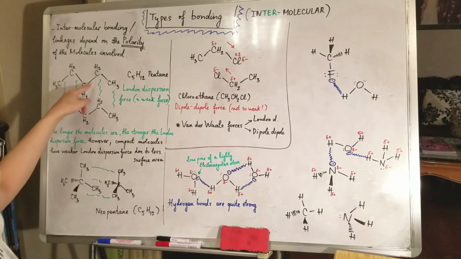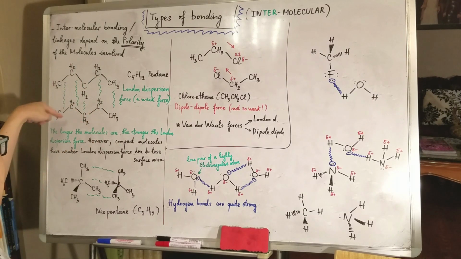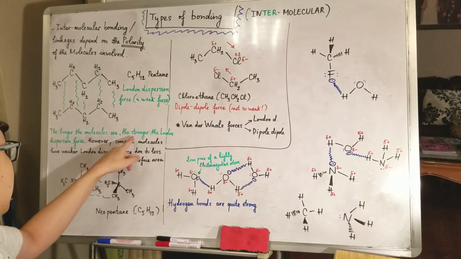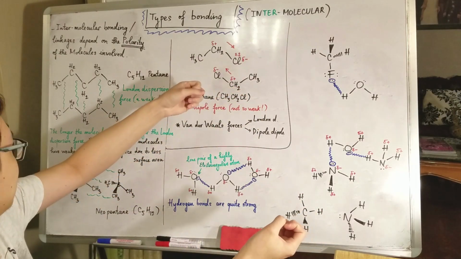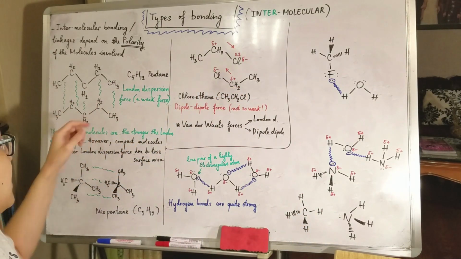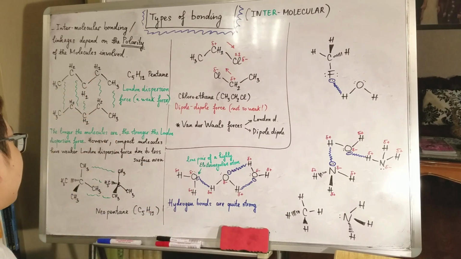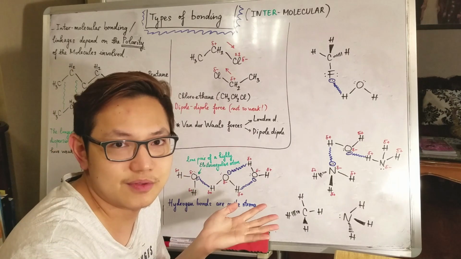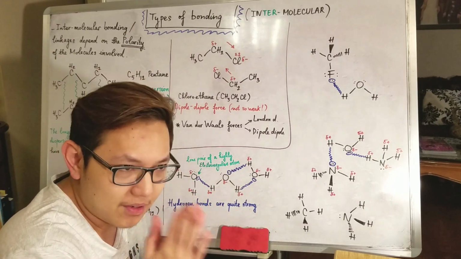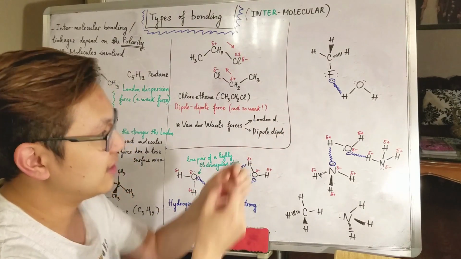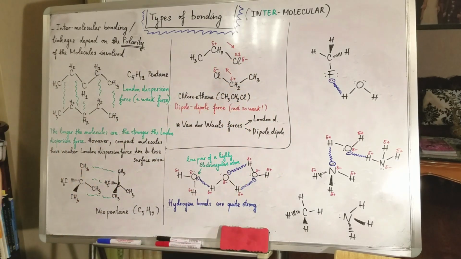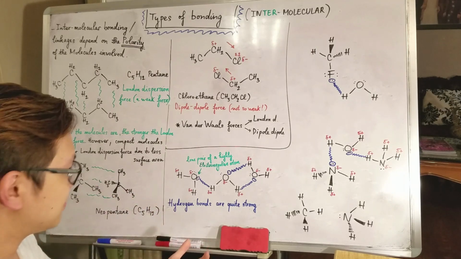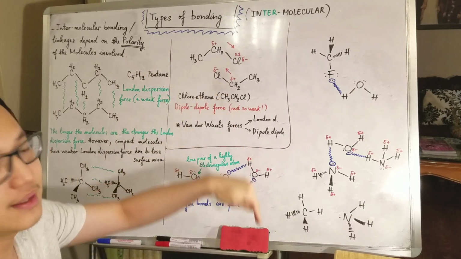So if a molecule is long, it should have more interaction, more London dispersion force. So the longer the molecules are, the stronger the London dispersion force. It's like you're bigger, your mass is bigger as well, and you have more attraction force toward another molecule, which is quite understandable, right? However, if the molecule is compact, so if it's not like a long chain, if it's compact, like this, then the strength of the London dispersion force will decrease.